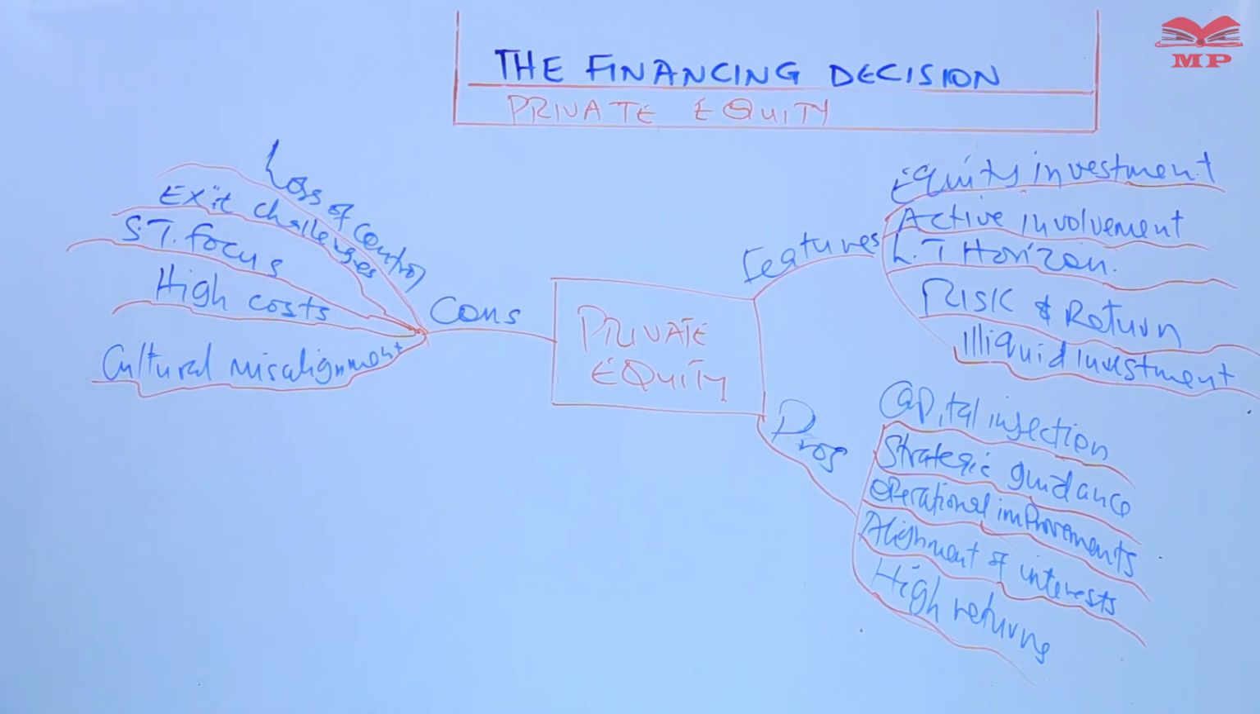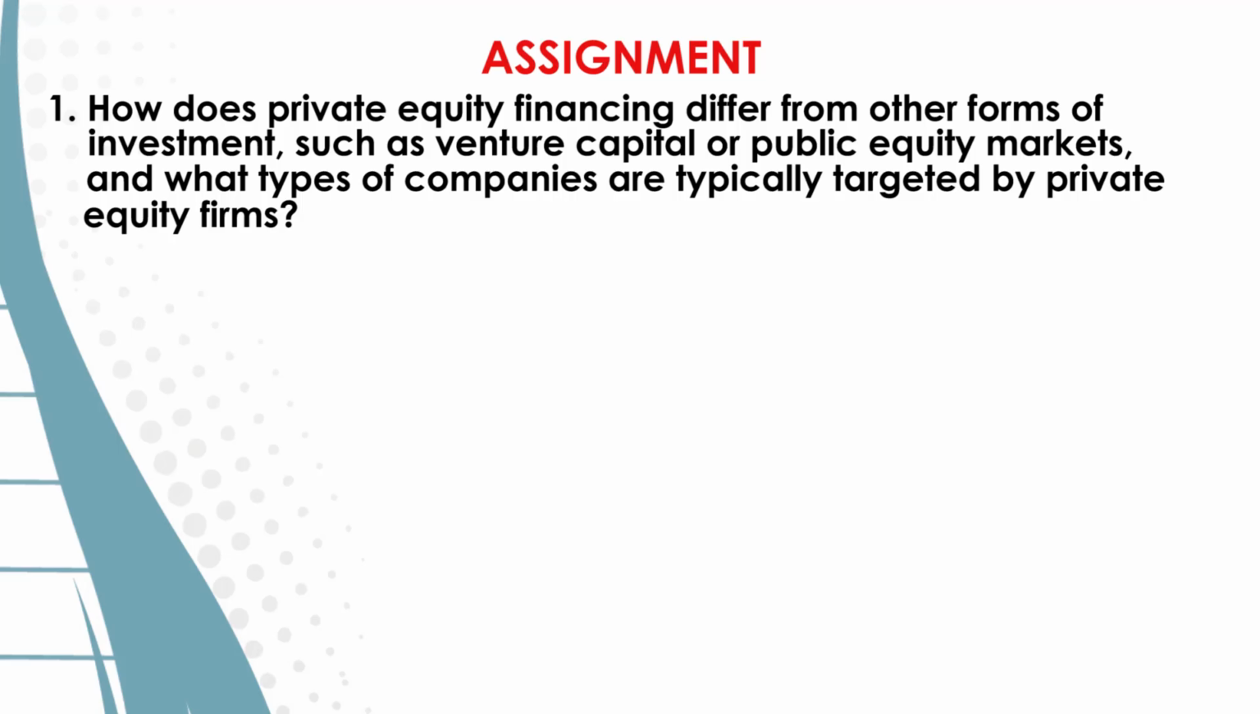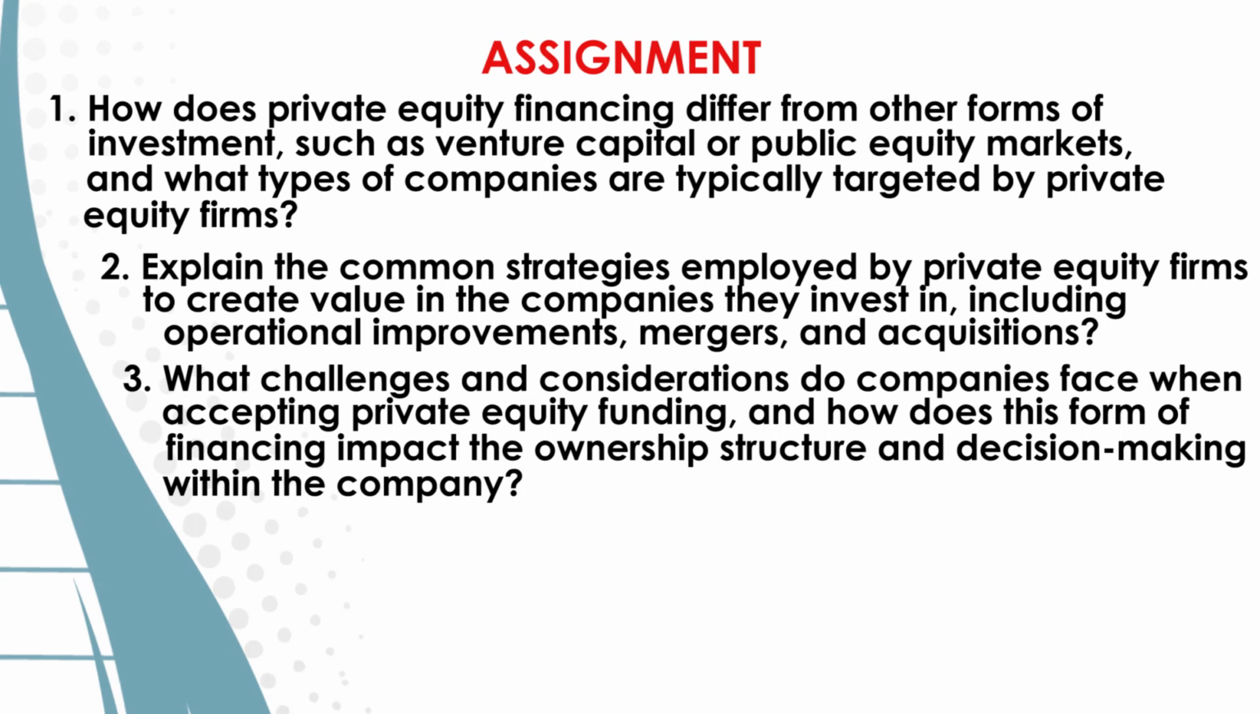Before we close the lesson, I'm going to read to you today's questions on private equity. Number 1, how does private equity financing differ from other forms of investment such as venture capital or public equity markets? And what types of companies are typically targeted by private equity firms? Number 2, explain the common strategies employed by private equity firms to create value in the companies they invest in, including operational improvements, mergers, and acquisitions. 3, what challenges and considerations do companies face when accepting private equity funding, and how does this form of financing impact the ownership structure and decision-making within the company?